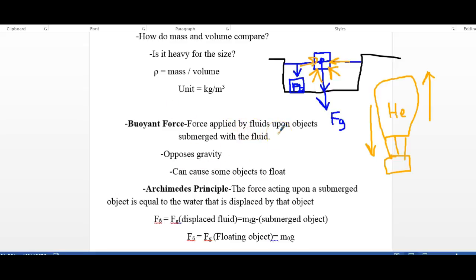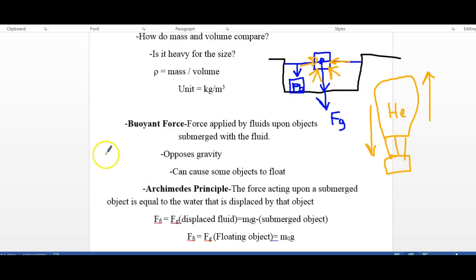But when you think about a liquid like water, the molecules are a little bit closer together, almost like a solid, so they have a much greater effect. We call the force that acts opposite gravity on an object submerged or placed into a liquid or a gas the buoyant force. It opposes the force of gravity, and this can cause some objects to float, based on density. So if this thing is not very dense and the force being applied from the liquid is greater than the force of gravity, it floats.